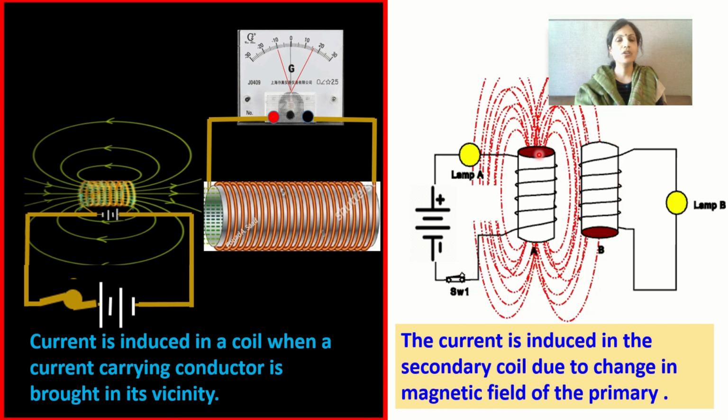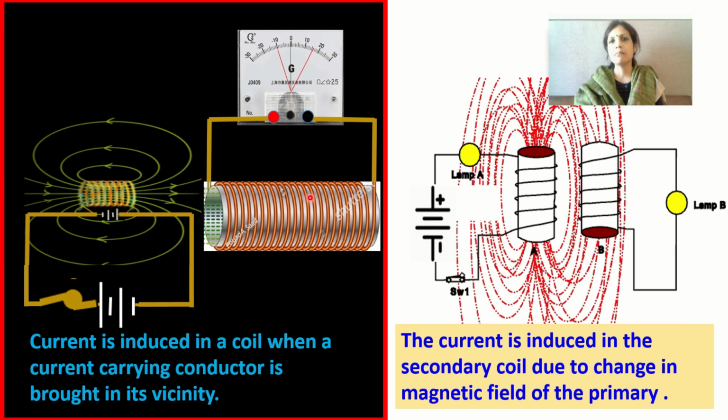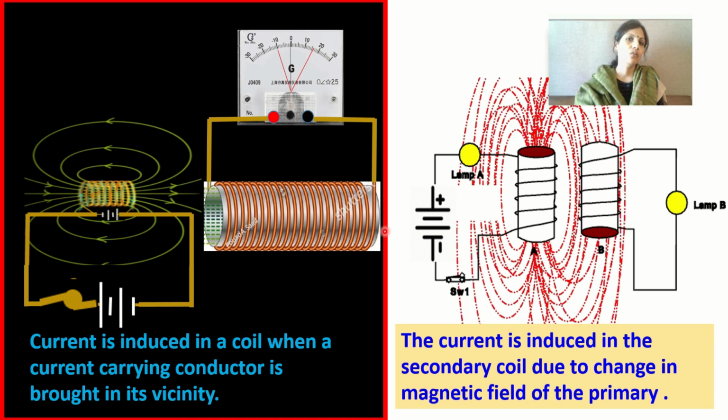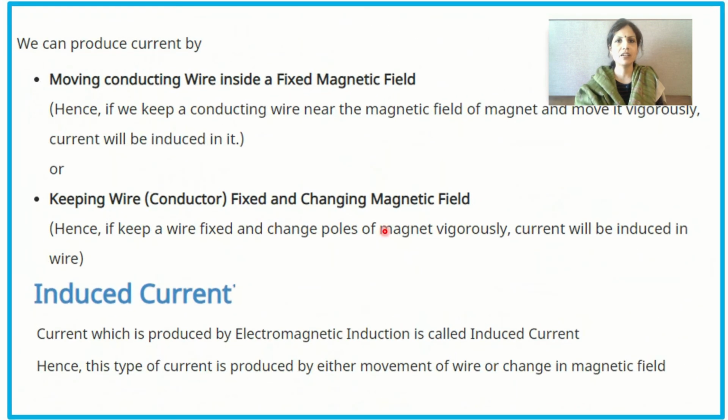Since we have made use of two coils here, we will call the current carrying coil a primary coil, and the coil which is placed just adjacent to this primary coil, we will call a secondary coil. Alright, so we have learned that there are two ways in which we can generate electric current, that is moving the conducting wire inside the fixed magnetic field. We have moved the loop of the conductor towards the magnet, that is the one way, and second, keeping the wire at one place and moving the magnet towards the wire.